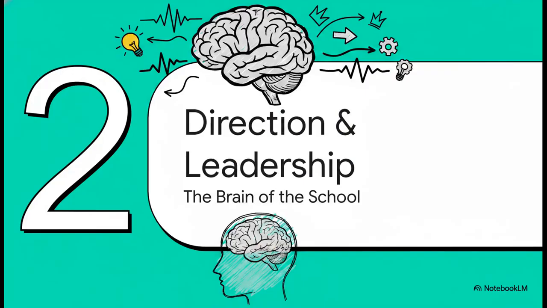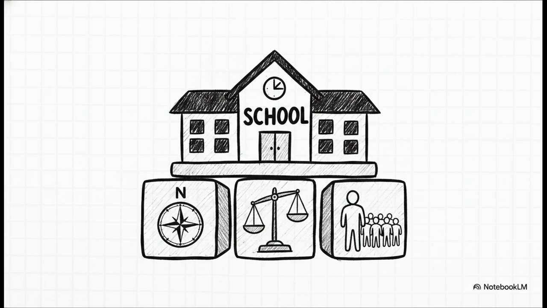Moving on to Section 2, Direction and Leadership. This is basically the brain of the school. Think of these first three domains as the head or the brain of the whole organization. This is where the vision is set and the big picture strategic thinking happens. Number 1 is strategy and institutional direction. Number 2 is governance and decision rights. And number 3 is leadership structure and talent systems.